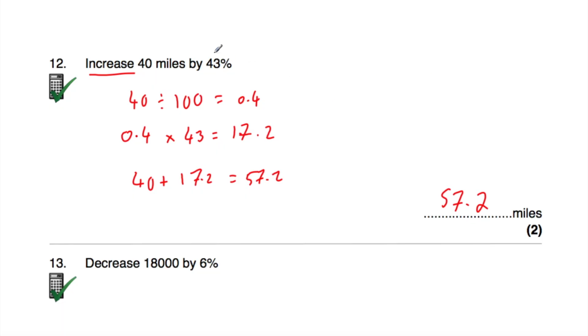Alternatively, we could use a multiplier. To increase by 43%, we multiply by 1.43. Because if you have 100% to begin with, if you increase it by 43%, you'd have 143%. And 143% as a decimal is 1.43. So if we just take our 40 and multiply that by 1.43, that's equal to 57.2. So that's it. We've increased by 43% in one step, just multiplying by that multiplier.